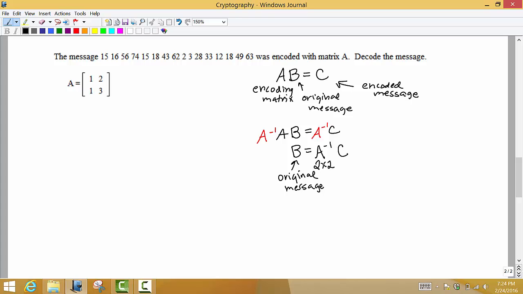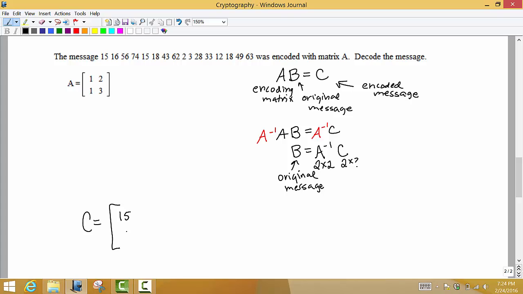So A inverse is also a 2 by 2 matrix. And so whatever we do with these numbers, we need C to be a 2 by something. Okay, so we're going to form our matrix C. And we're going to do that by forming 2 rows. So we're going to do that zigzag pattern again.